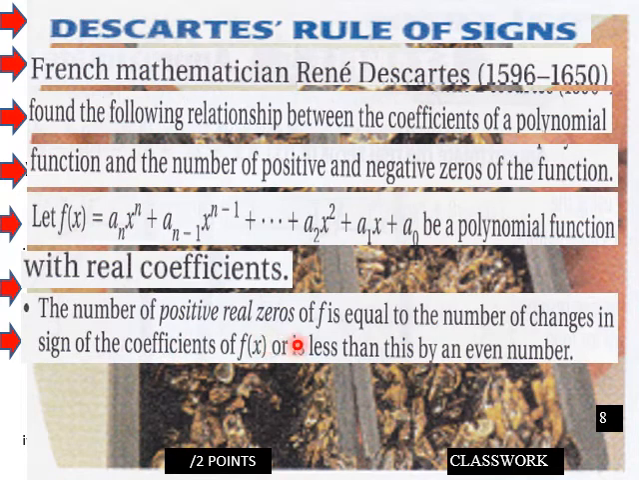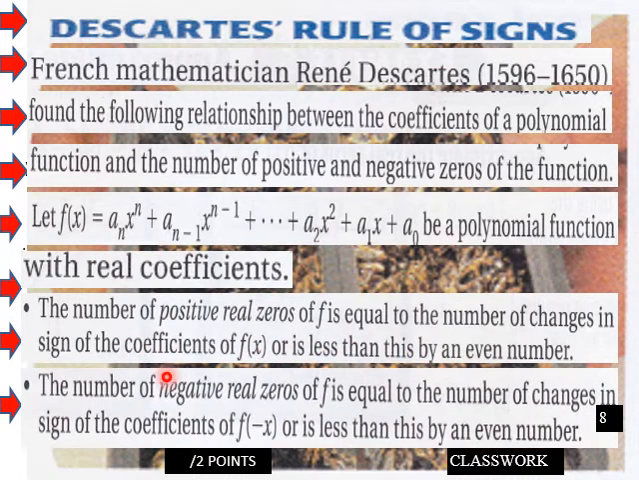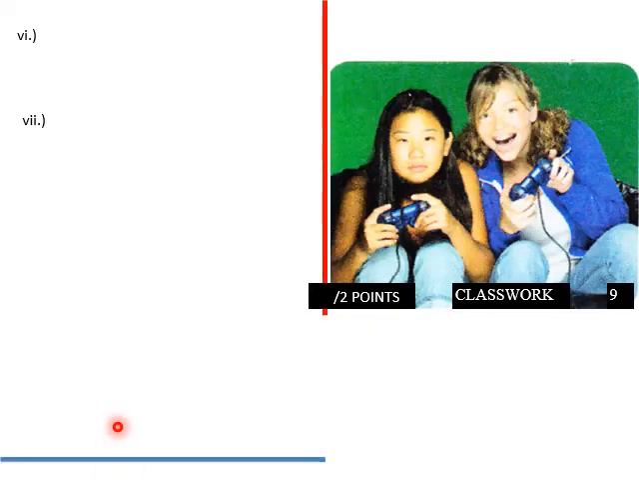The number of positive real zeros of f is equal to the number of changes in the sign of the coefficients of f of x, or is less than this by an even number. So what does that mean? The number of negative real zeros of f is equal to the number of changes in the sign of coefficients of f of negative x, or is less than this by an even number. What in the world does all that mean?